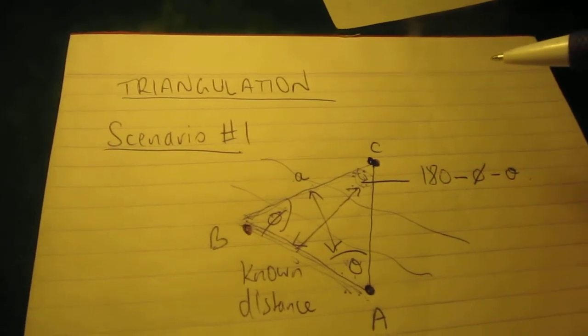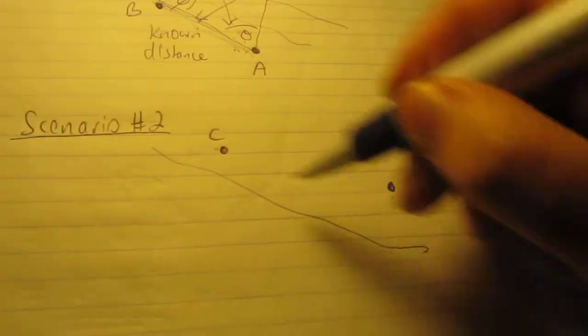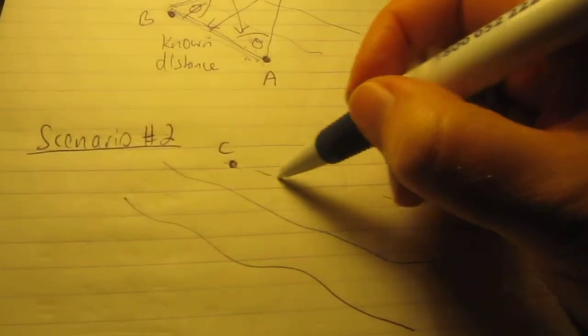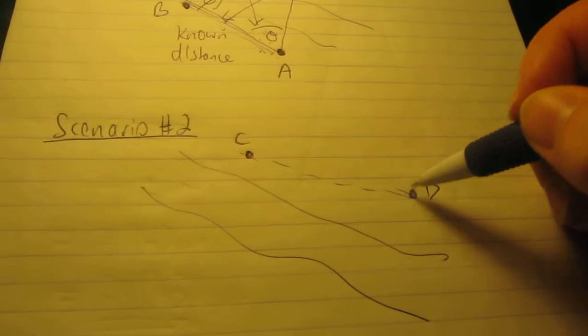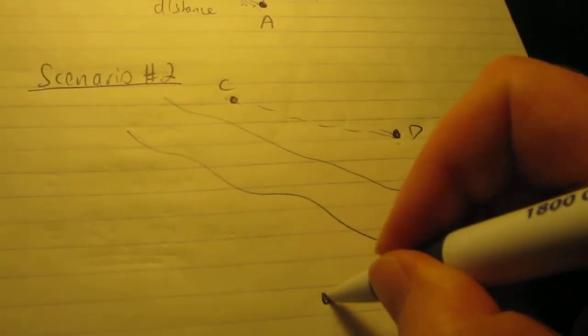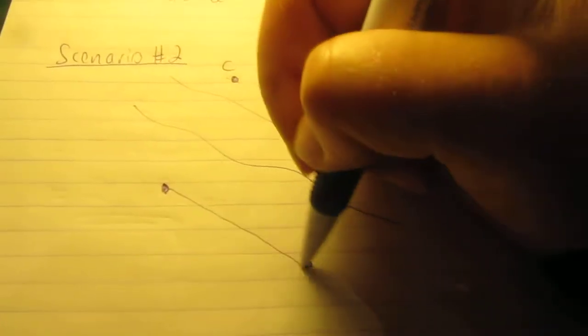That's your first scenario. The second scenario is when you're actually trying to find a distance between 2 points that are also inaccessible. So say there's mountains or a river or something like that, and you need to work out how far it is between these 2 points. Okay, same story. You get 2 points over here that you know the distance between, and again, it doesn't really matter how far away they are from each other.